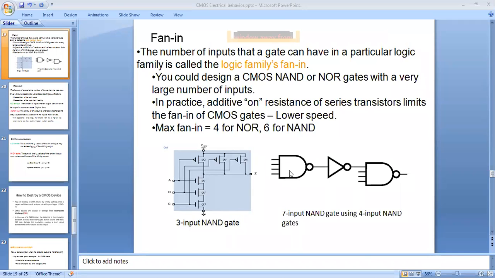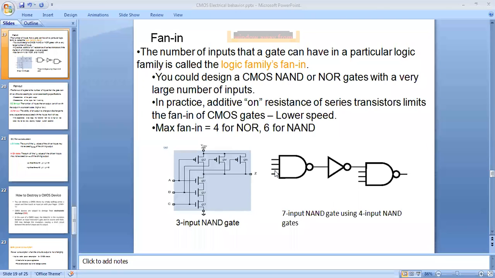Suppose we consider this NAND gate. For this NAND gate, how many inputs are connected here? 4 inputs. That is, the fan-in for that NAND gate is considered as 4. Here we consider a NAND gate. For this NAND gate, we have 4 inputs, so the 4 inputs are considered as fan-in.